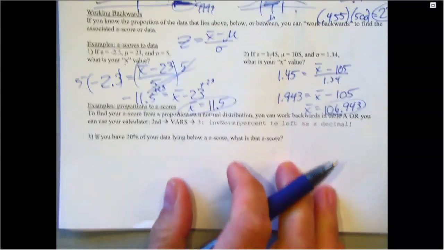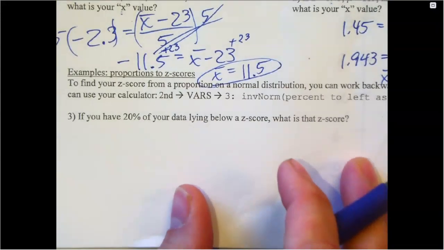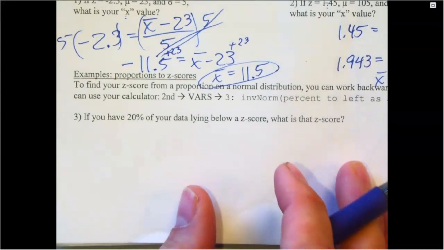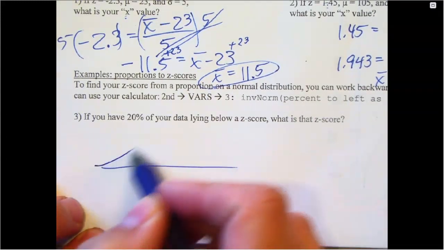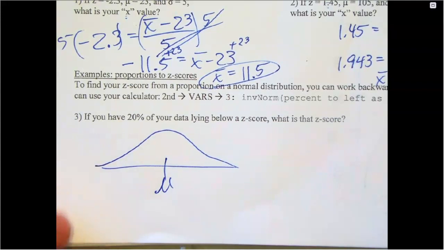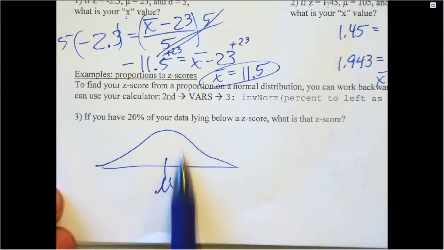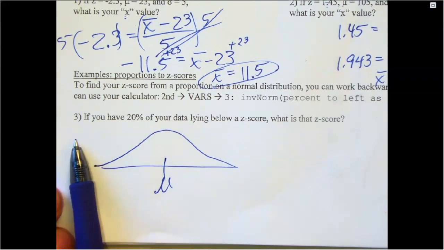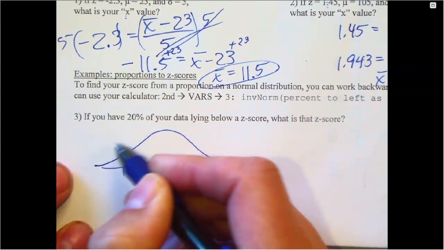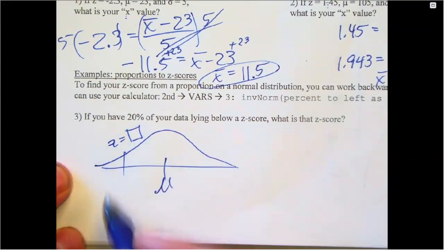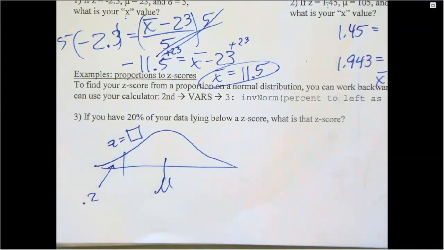So if I look at number 3, again, I'm going to do the graph because I think it helps you learn and visualize. You don't have to. Got my mean. 20% of the data lying below a certain spot, and I'm looking for that spot. Is that spot going to be to the left of the mean or to the right of the mean? It's going to be to the left, because there's only 20% below. If I went to the right, it would have to be at least 50% below. So somewhere over here is z equals, I don't know, but I know this area is 0.2, or that percentage is 20%, whichever way you want to think of it.